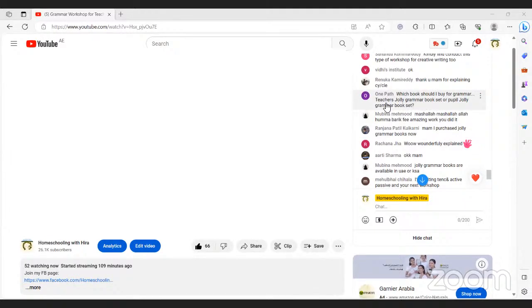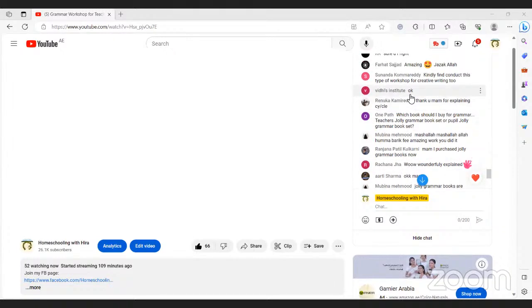Which book should I buy for grammar teachers, Jolly Book Set or Pupil? If you want to teach children, buy the pupil's book, and if you are a teacher, get the teacher's book. You can buy both and it will be very easy for you.